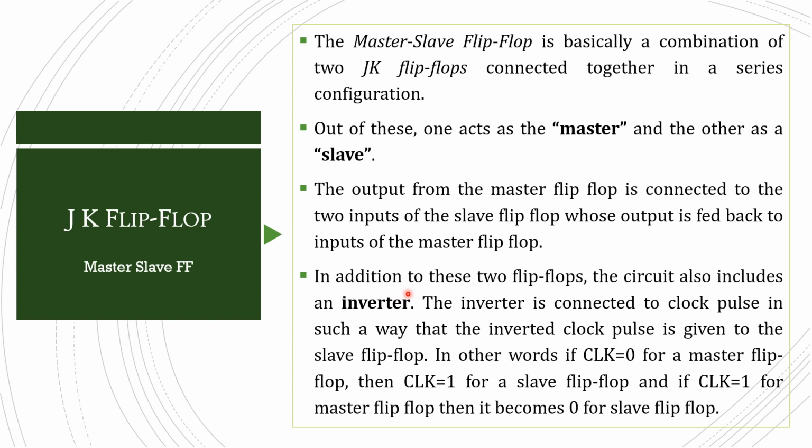In addition to these flip-flops, the circuit also includes an inverter. The inverter is connected to the clock pulse in such a way that the inverted clock pulse is given to the slave flip-flop. That is, if the master works on the positive edge of the clock, then the slave works on the negative edge of the clock. If the clock is 0 for the master flip-flop, then the clock is 1 for the slave flip-flop. And if the clock is 1 for the master, then it becomes 0 for the slave. So we use an inverter to connect the clock pulses of the master and the slave.